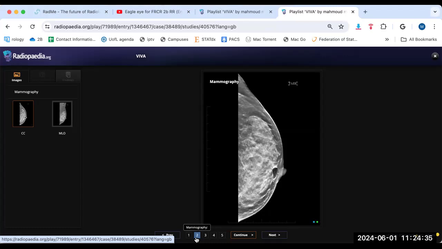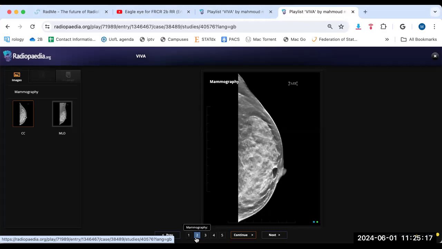In my routine practice, I will review also the MLO view and use compression and magnification views. How do you describe this calcification? This is scattered microcalcification, regional in the outer part, and segmental microcalcification scattered also. Do they have any specific shape? I can't recall a specific shape.